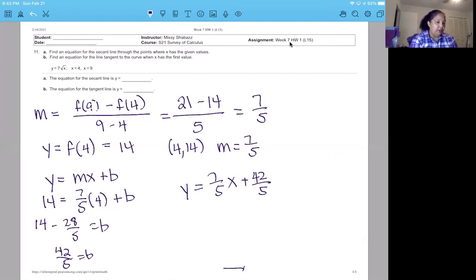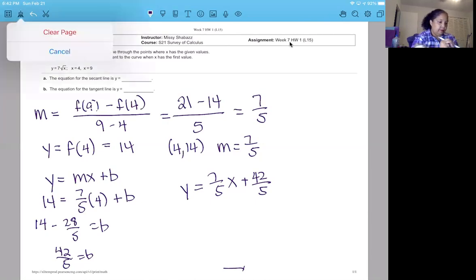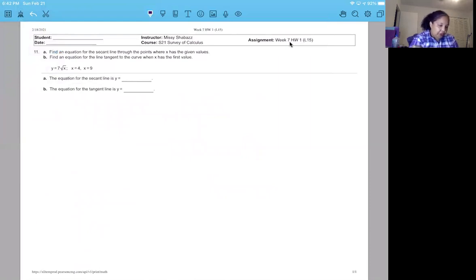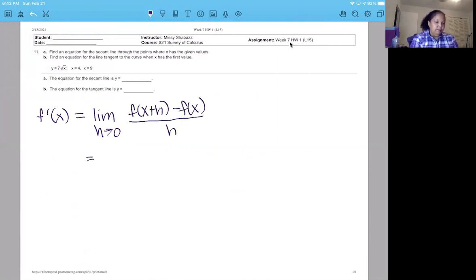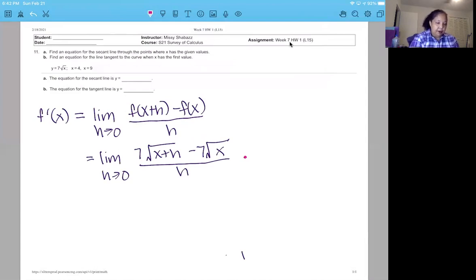All right, now we want to find the equation of the tangent line when x has the first value, so at x equals 4. First thing I need to do, again, is find the derivative. So the limit as h goes to 0 of f of x plus h minus f of x all over h. f of x plus h is going to be 7 square roots of x plus h, minus f of x, which is just 7 square roots of x, all over h. I'm going to multiply by the conjugate of the numerator since I can't directly plug in 0.